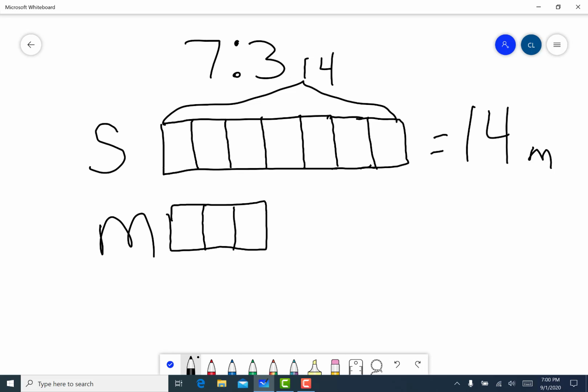I'm going to give you a couple seconds to think about that. Talk to your neighbor, talk to your group. See if you can figure out what each box would be and what Mel's would equal if Shawnee's is 14 meters. Because remember, our ratio is 7:3. What about that equals 14 meters?